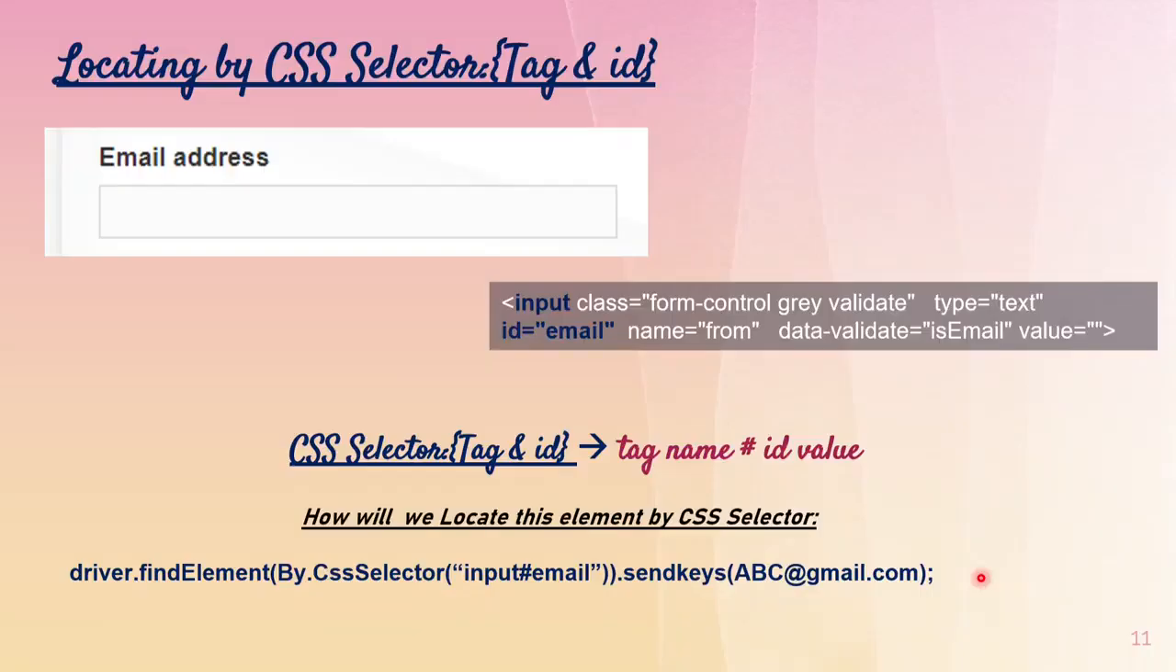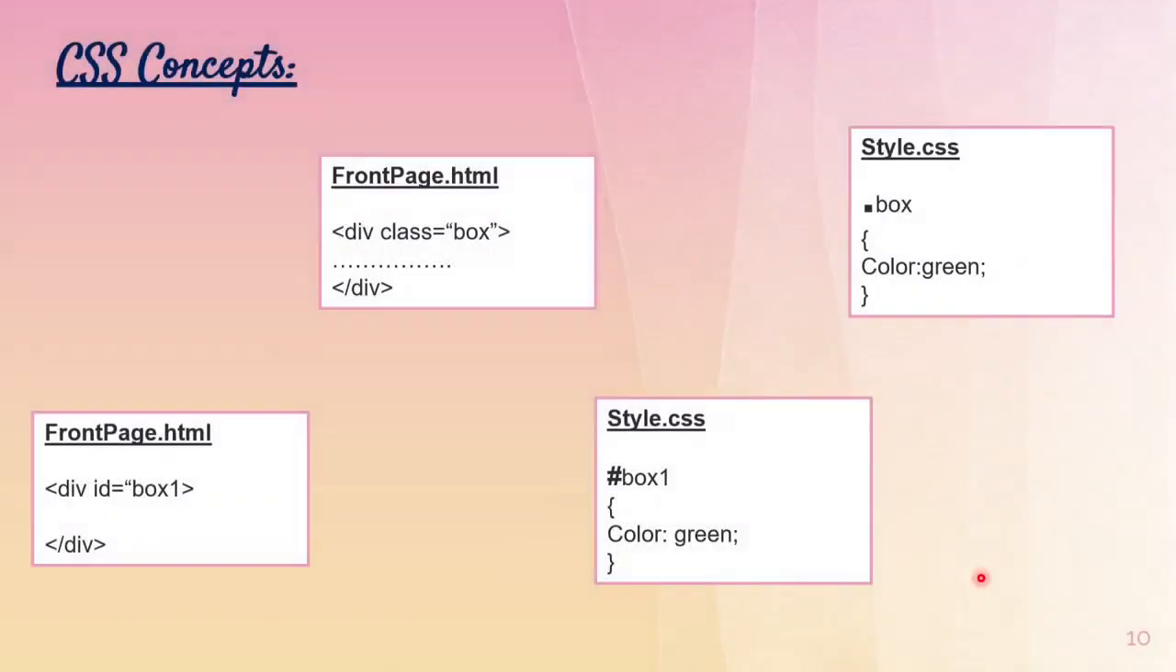Okay. Locating by CSS Selector. Now the CSS Selector, this is a type of customized locator. Now before studying the CSS Selector, we need to study some CSS concepts. So let's have a look at it.